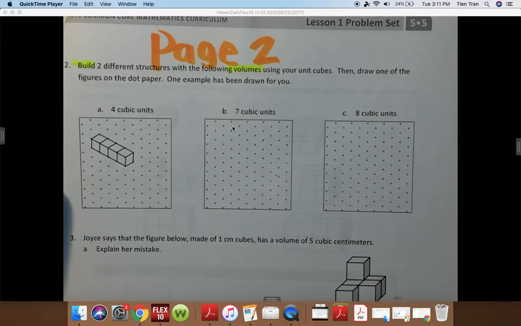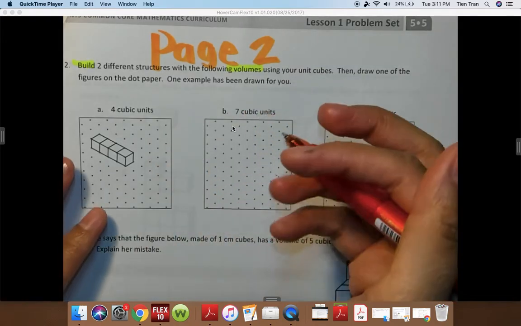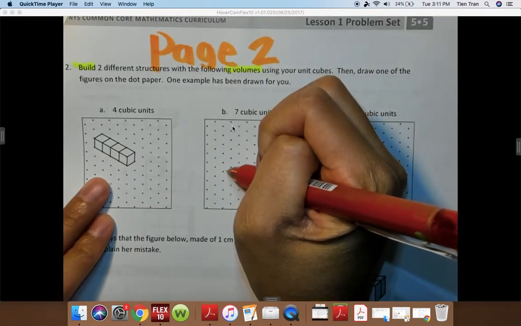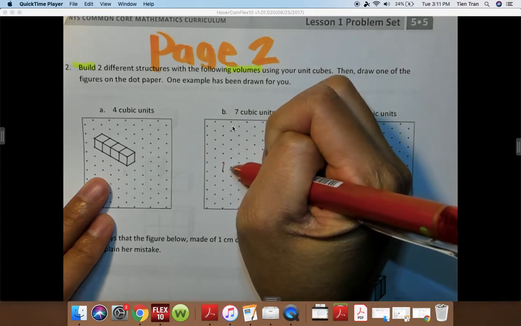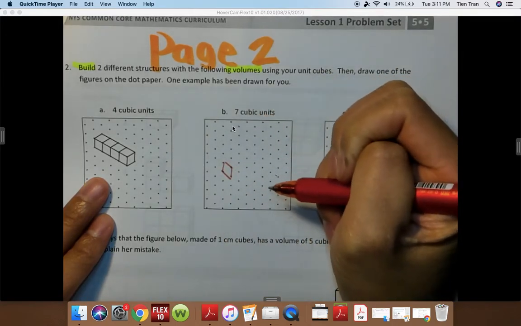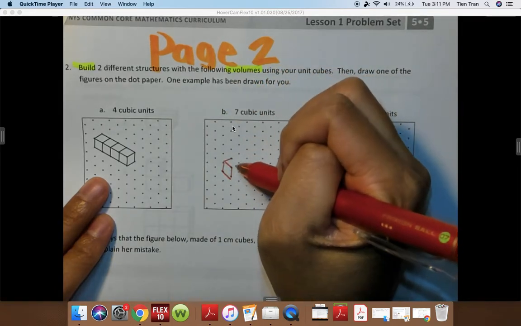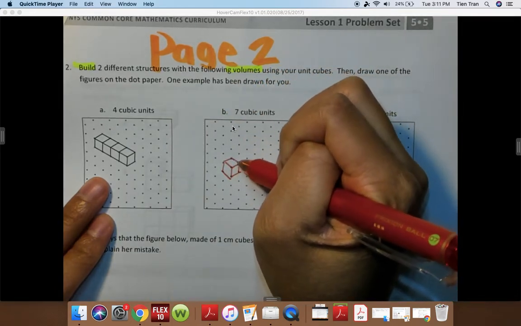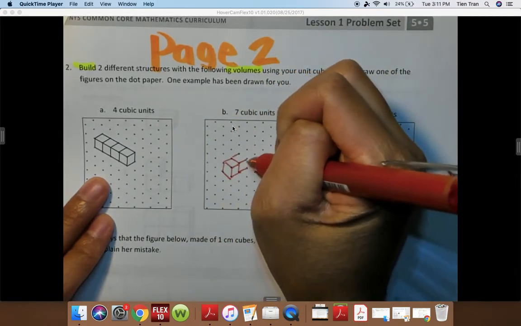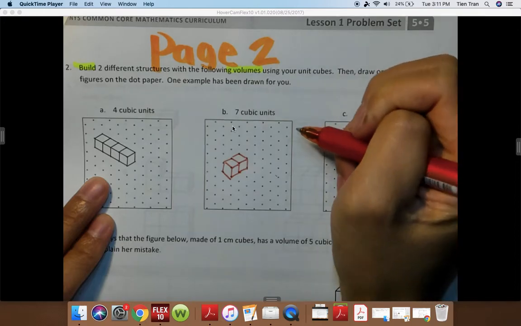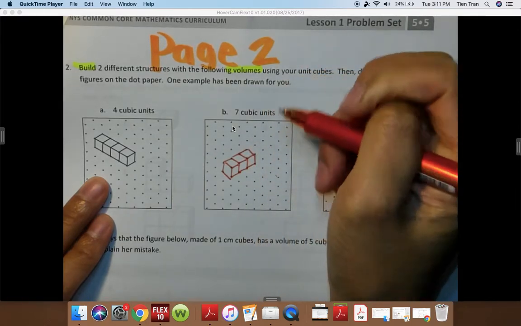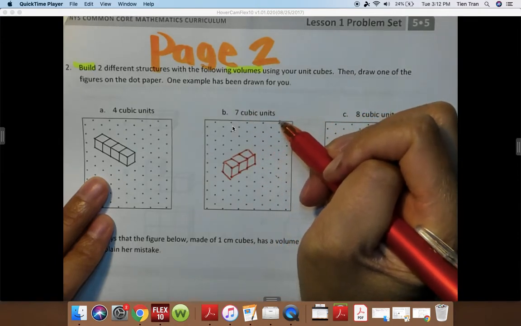Now, I can do any cube I want to do. I know it's a little tricky to draw the cubes, but what you would do is you would connect the dots just like that. Okay, so maybe I want to make 1 cube. That's what 1 cube looks like. Then I want to make 2 cubes. That's 2 cubes. Maybe I want to make 3 cubes. That's 3 cubes.